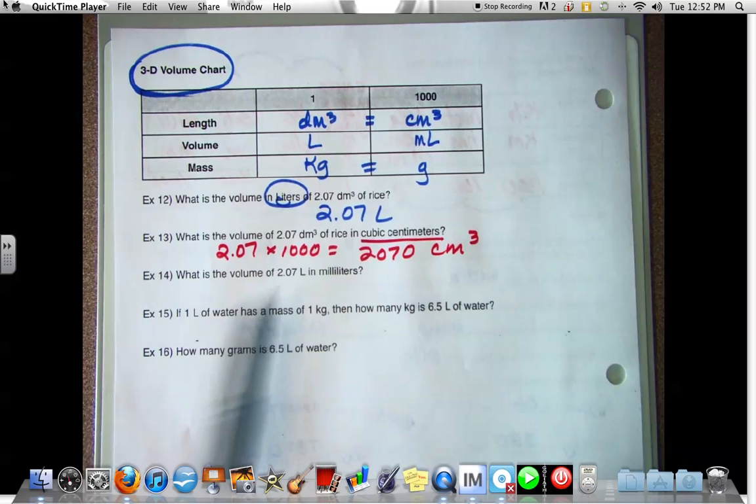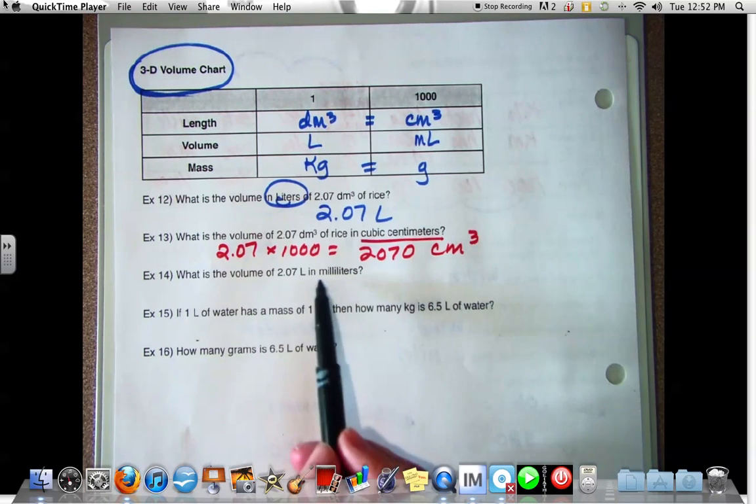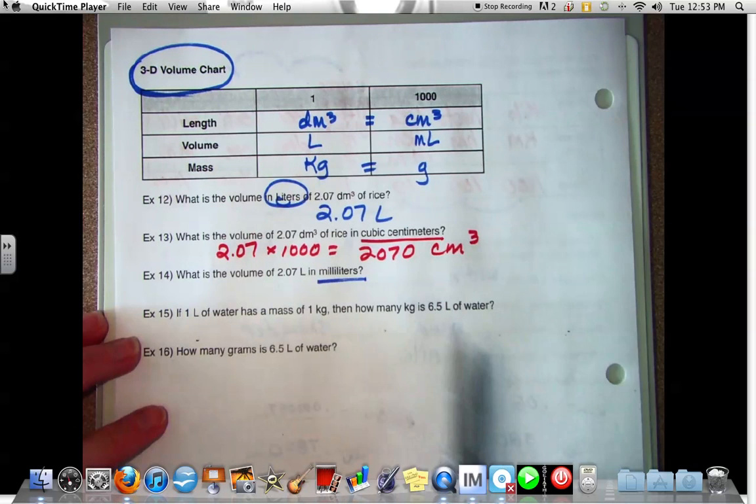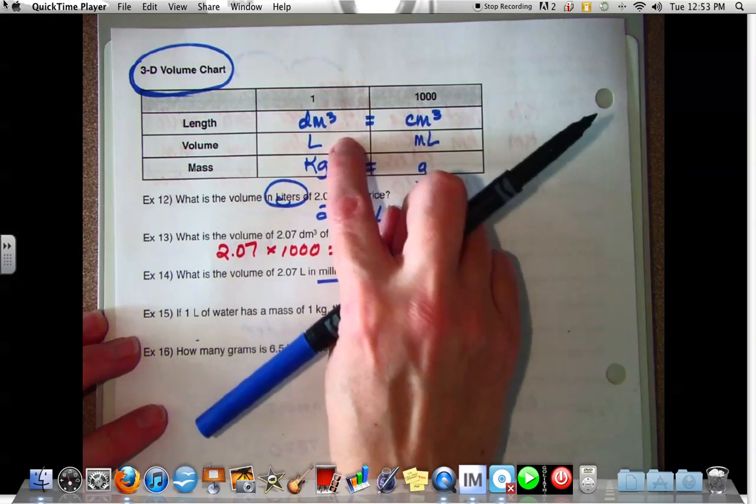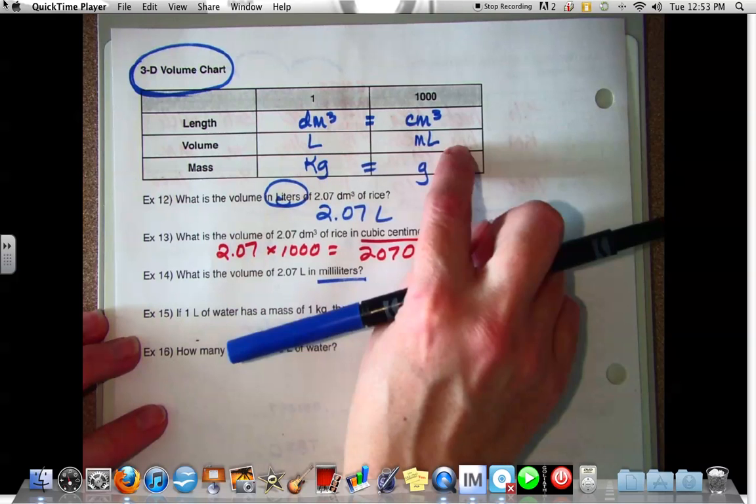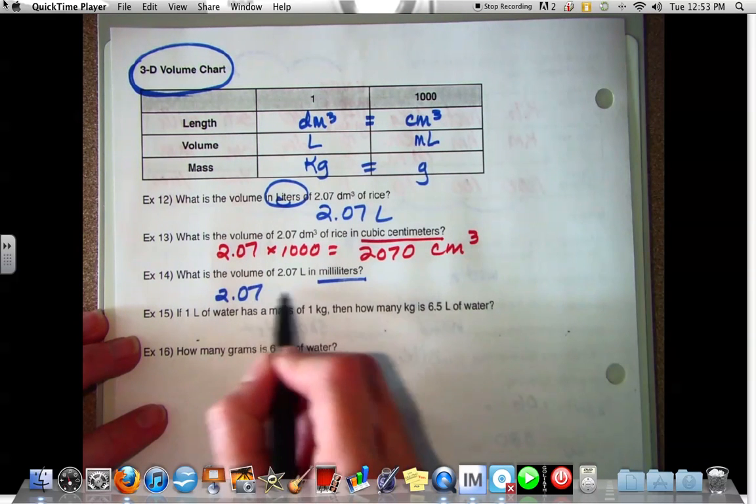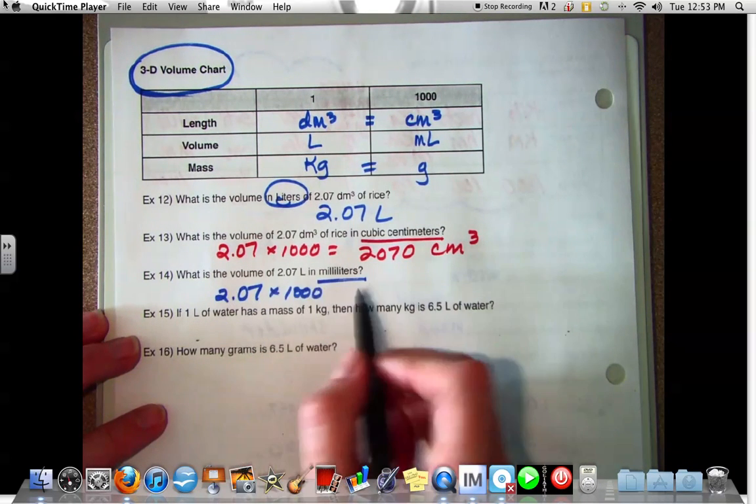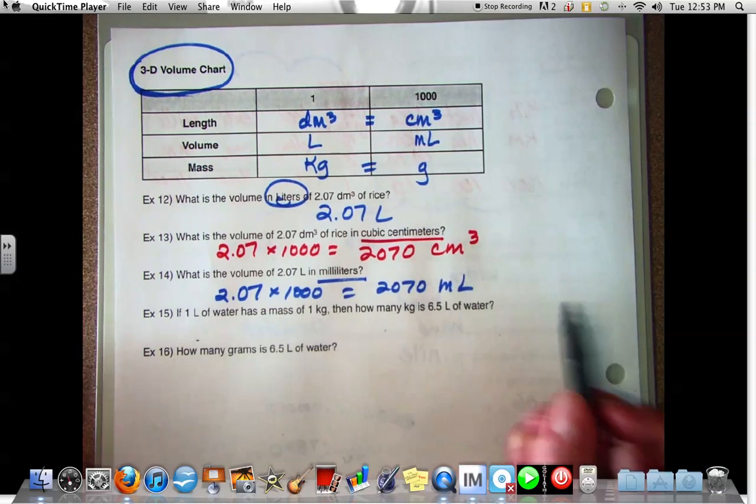Example 14, what is the volume of 2.07 liters in milliliters? So we're changing from liters to milliliters. What's the relationship here? Times it by 1,000. So 2.07 times 1,000, 2,070 milliliters.